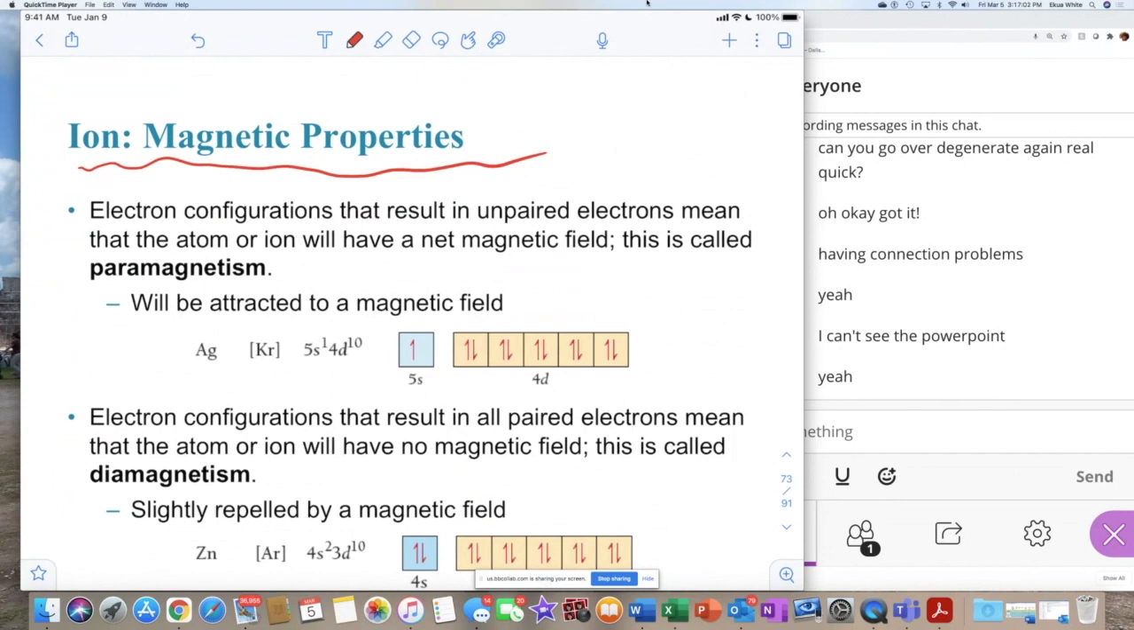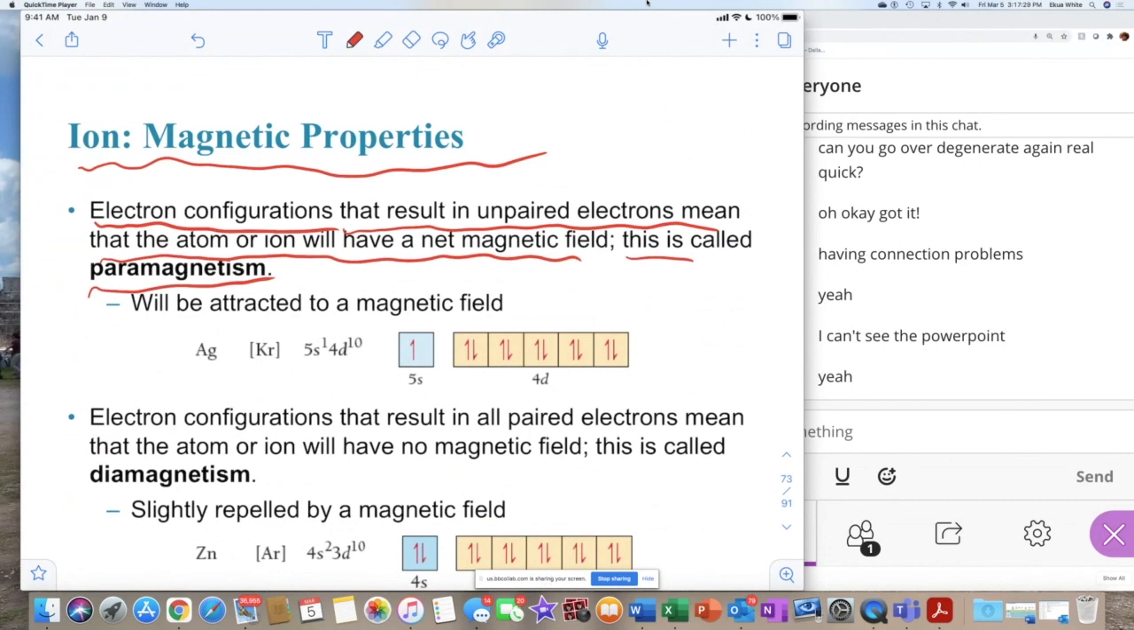Okay. So here we have magnetic properties in ions. We're told electronic configurations that result in unpaired electrons mean that the atom or ion will have a net magnetic field. This is called paramagnetism. So we naturally assume that metals are magnetic. But in this section, we're going to be told not all metals are magnetic.